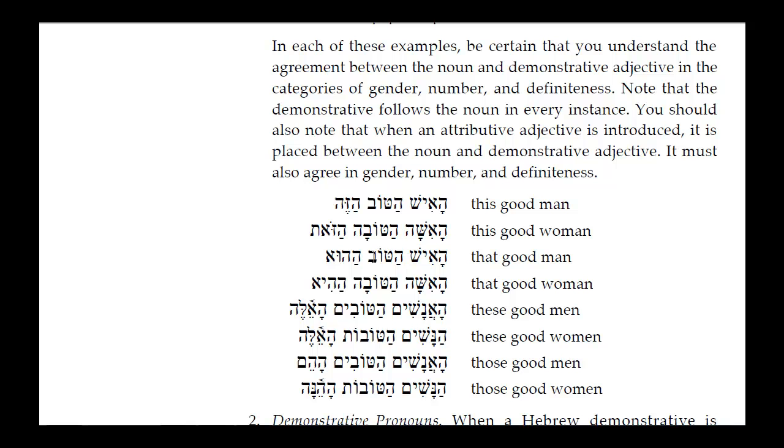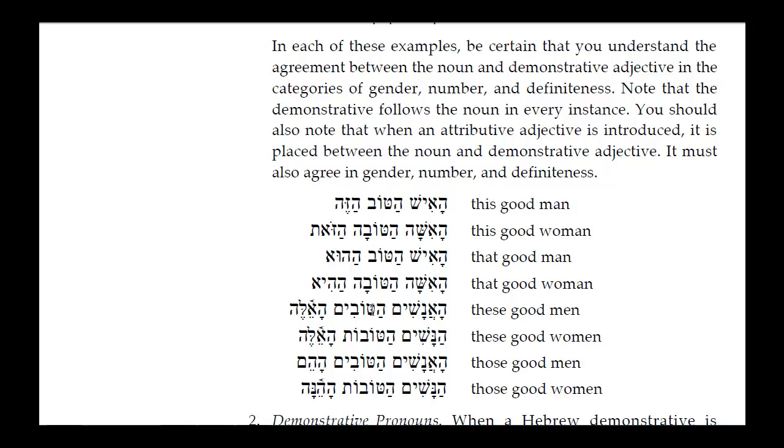Ha-ish ha-tov ha-hu. The man, the good, that good man. We have ha-tov, an attributive adjective, in between the noun and the demonstrative adjective. So it's going to be noun, attributive adjective, and then demonstrative adjective, in that order. We have ha-isha ha-tova ha-hi. Here's the noun ha-isha, the woman; ha-tova, good, because it's attributed to the woman; and ha-hi, that good woman. Ha-hi is the demonstrative adjective.